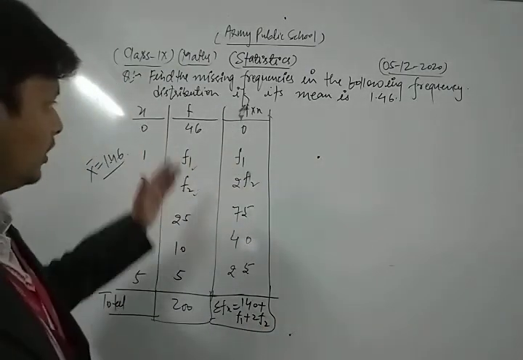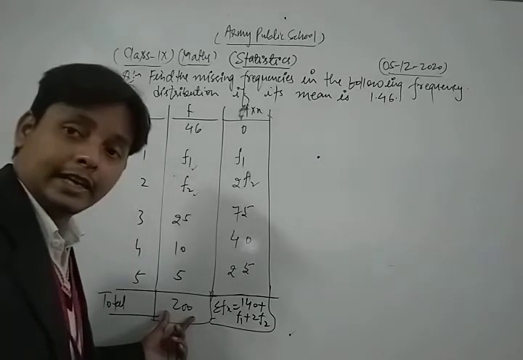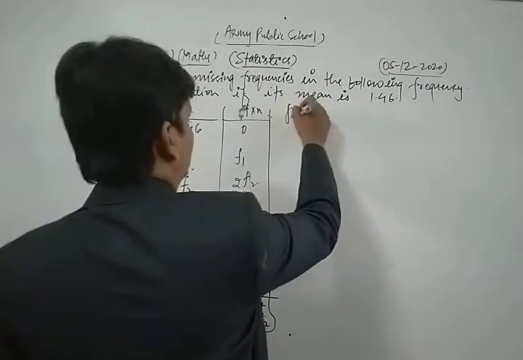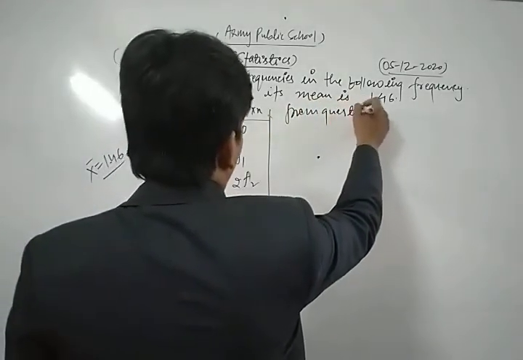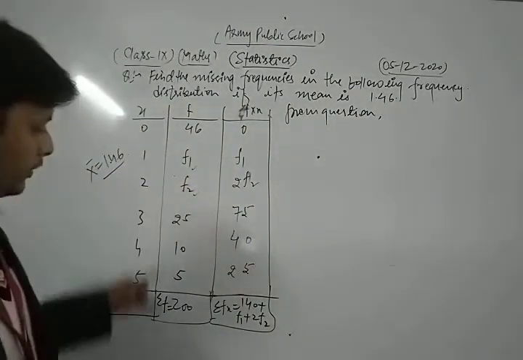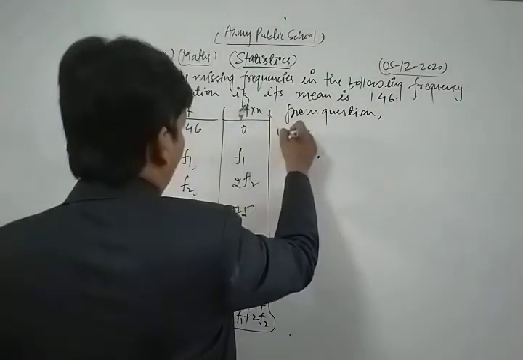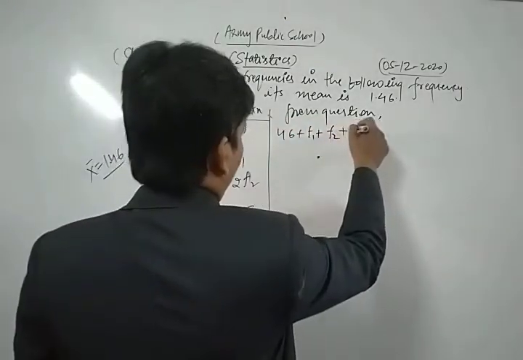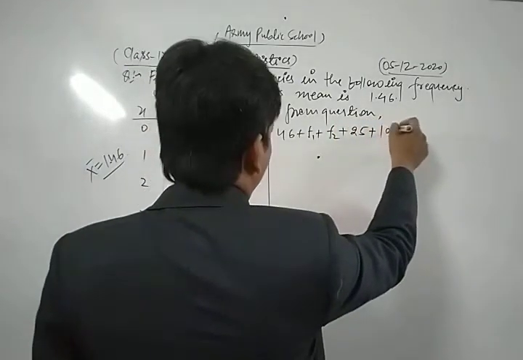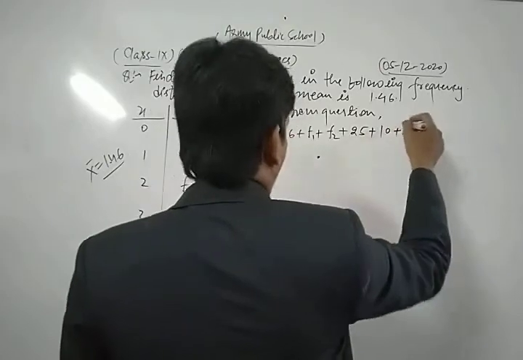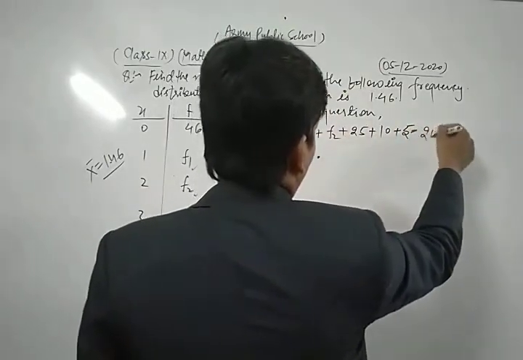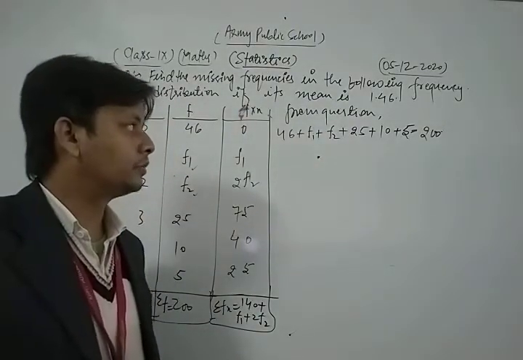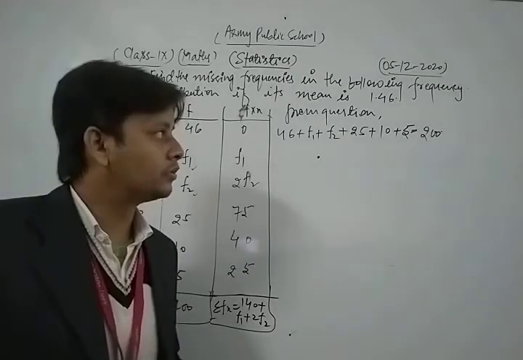One of the most important relationships in this question is that the sum of frequencies, sigma f, is given. From the question, 46 plus f1 plus f2 plus 25 plus 10 plus 5 is equal to 200.